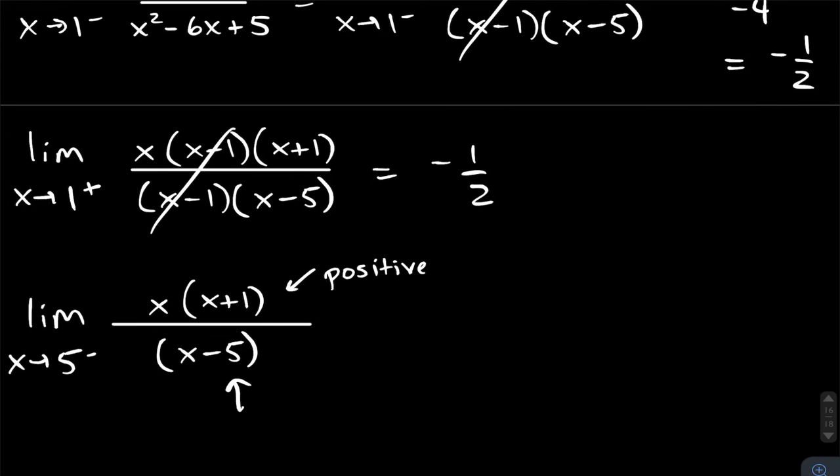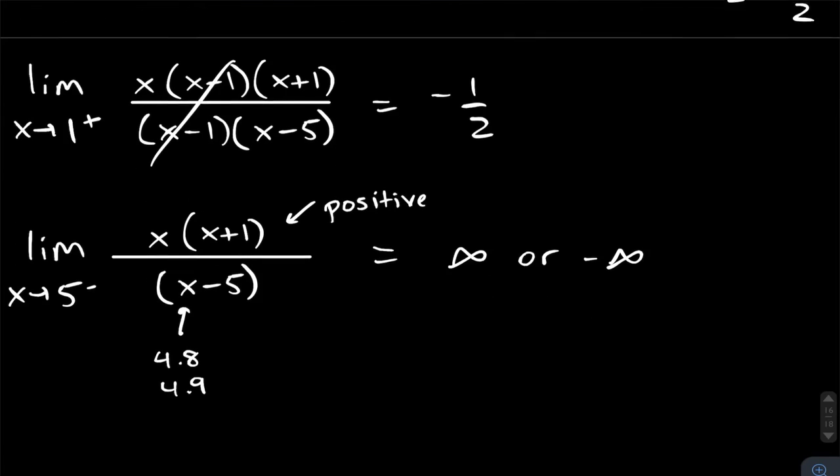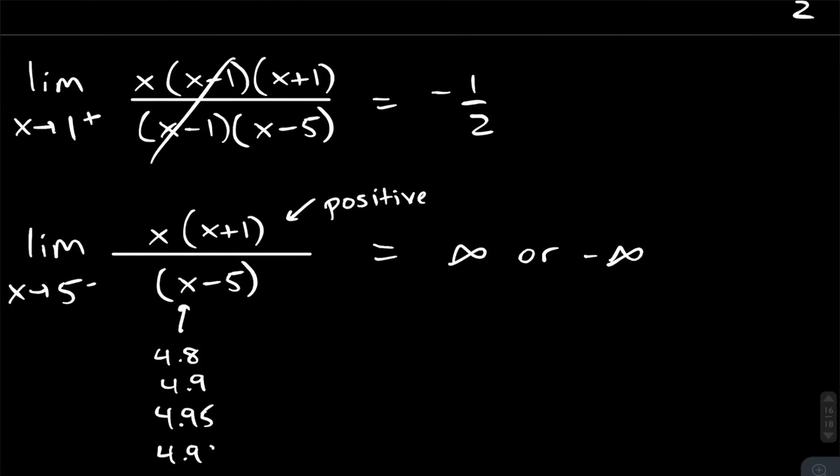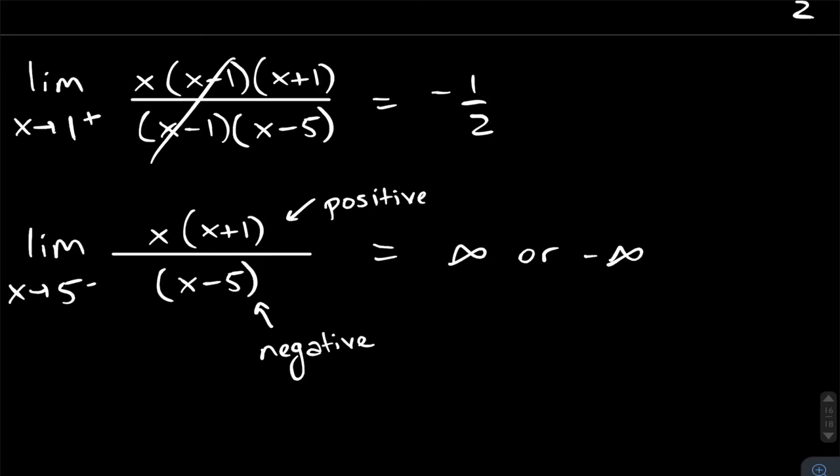But this denominator blows up. It doesn't blow up, it gets smaller and smaller and smaller, and so it blows the entire fraction up. So we know that we're going to infinity or negative infinity. But which one is it? It depends on whether this denominator is going to be negative or positive. How do we know? We're going to 5 from the negative side, and that means the values of x we're plugging in are going to be like 4.8, 4.9, 4.95, 4.99. They're all going to be smaller than 5, and so we're going to get a negative denominator. And so we end up with a negative infinity, not a positive infinity.